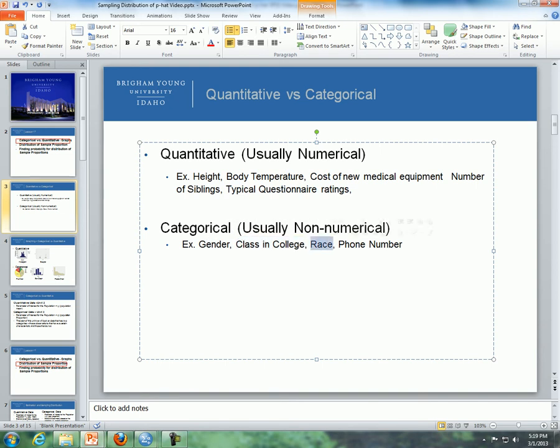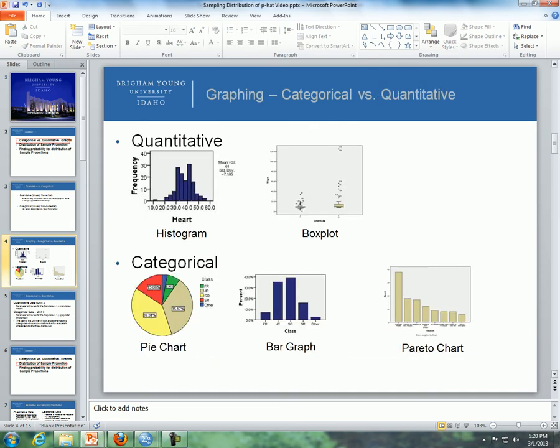Now there's one exception though: for instance, phone number is numerical, but it's categorical. It's not quantitative. For instance, if you double a phone number, that doesn't really mean anything. So there are a few exceptions, like football jersey number. That's also another situation where a number isn't really quantitative. It's categorical.